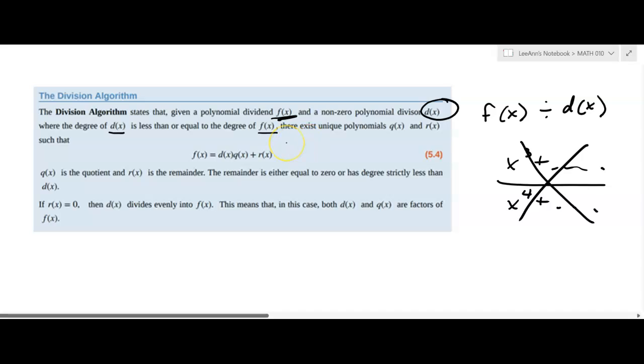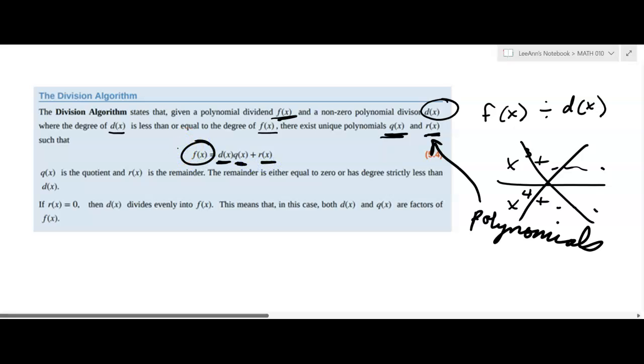Okay, so if we have all that, then there are unique polynomials. There's only one way to get an answer here. Q of x and R of x. Now those are polynomials, okay? Now remember, a polynomial can be a constant, but they're polynomials. Okay, and then it follows that you have these unique polynomials such that if you take the divisor times the quotient and add the remainder, you would get the dividend.